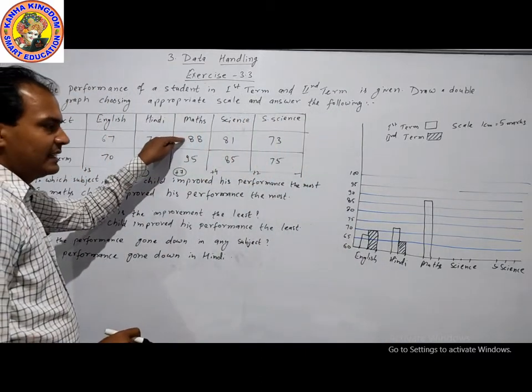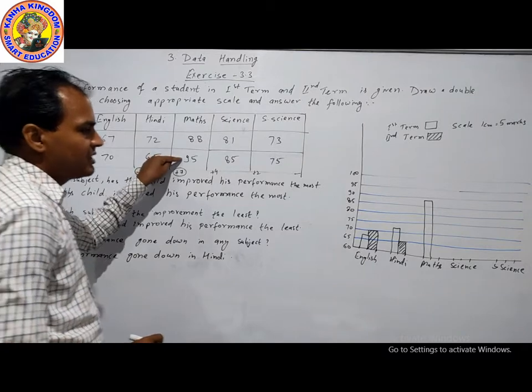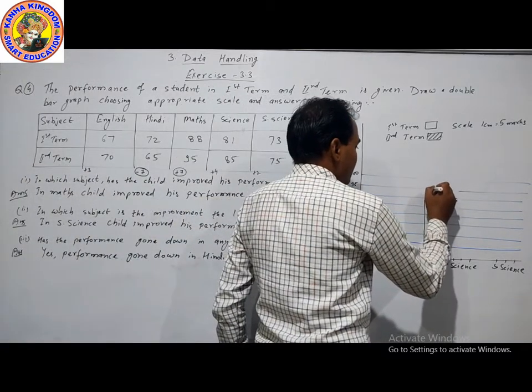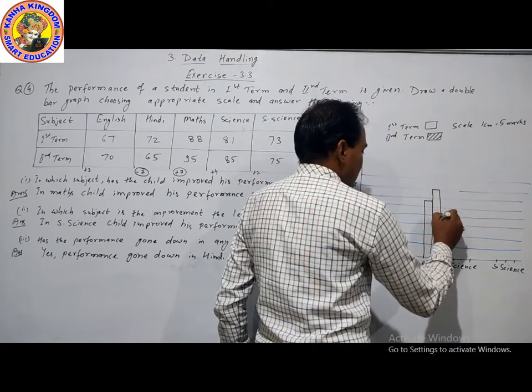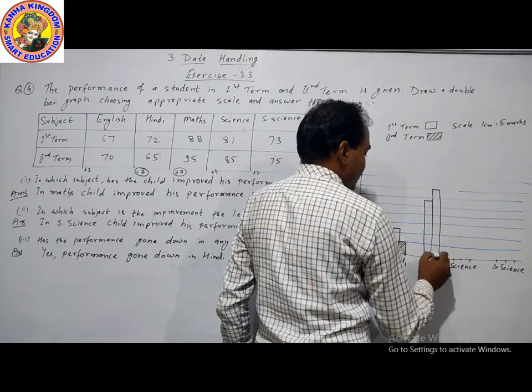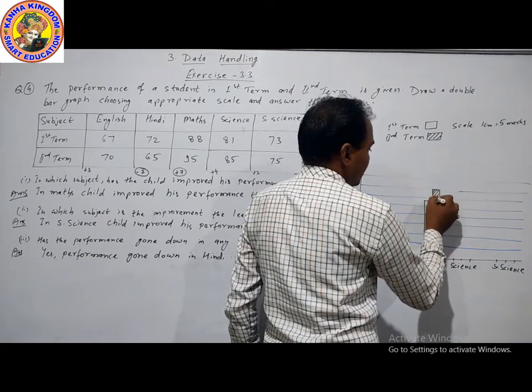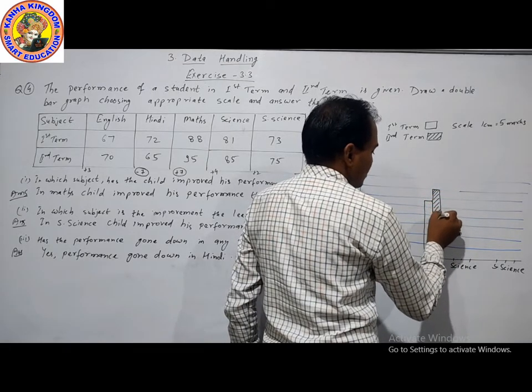Maths first term is 88 marks, second term is 95 marks. These are the 95 marks. Second term will be denoted by lines.